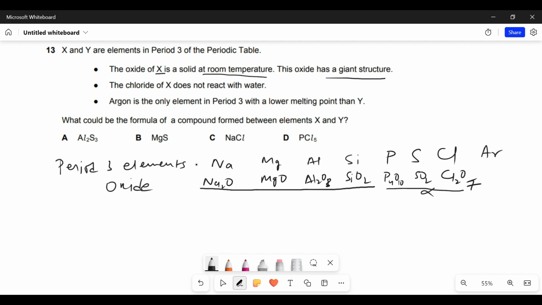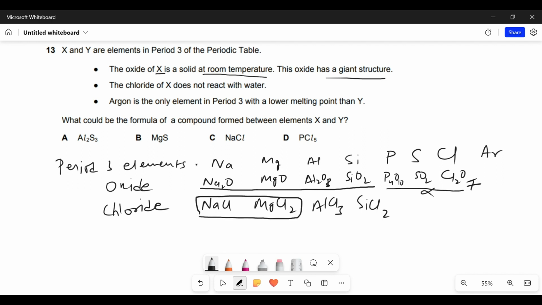Let's look at the second statement, which says the chloride of X does not react with water. Chlorides. For sodium it will be NaCl, for magnesium MgCl2, aluminium is AlCl3, and this is SiCl4. Among all of these four, we know that sodium chloride and magnesium chloride dissolve in water and they don't react, whereas AlCl3 and SiCl4 they react. Hence the X can be either sodium or magnesium.